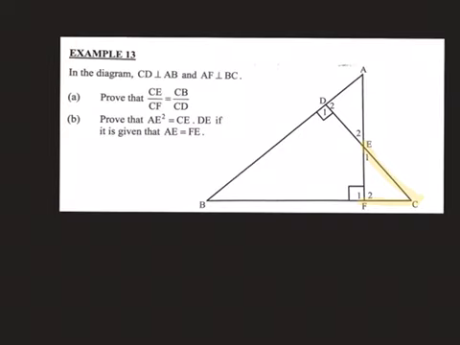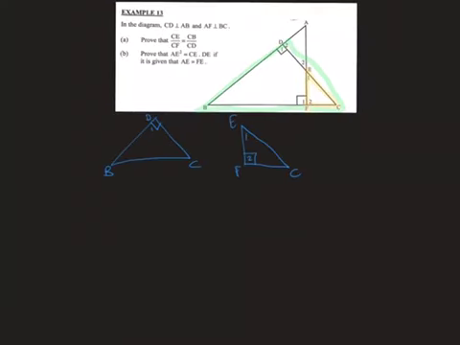And CB, that whole side, to CD is that whole side. So I've got these 2 triangles here. So this one's really easy to prove.